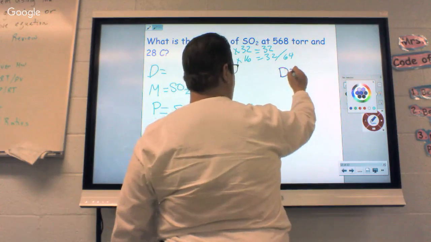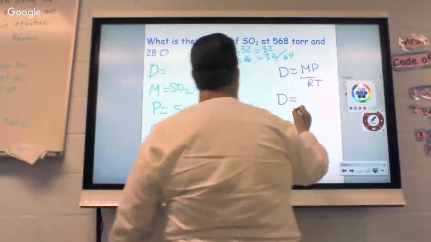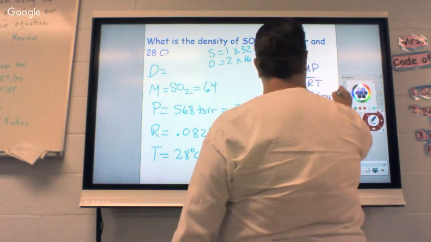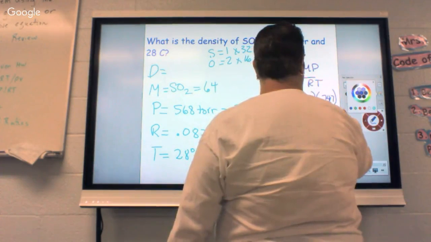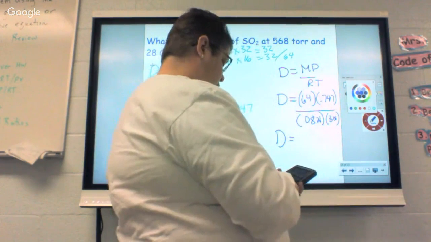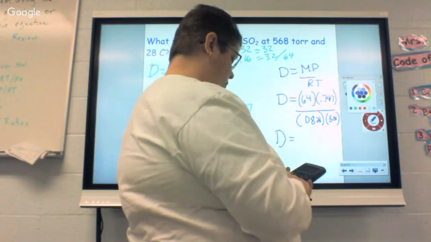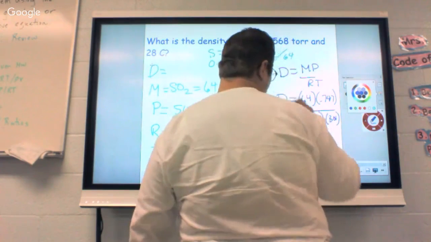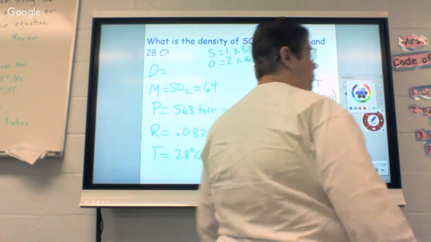So D equals MP over RT. Density equals our molar mass, 64, times 0.747, over 0.0821 times 301. Density equals 64 times 0.747 divided by 0.0821 divided by 301. I got 1.93, 1.91, somewhere in that range. I'm just going to make it 1.9 grams per liter.